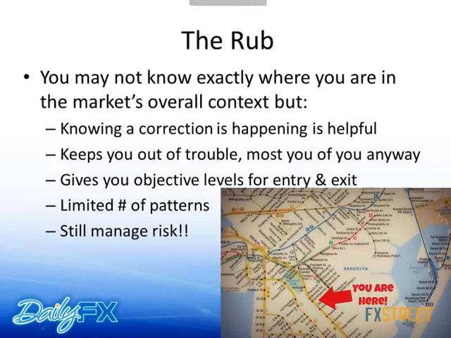And here's the idea. Knowing a correction is happening is helpful, because you know to stay out while this is working out. If you remember that pound Aussie chart I showed you a little bit ago, those things are nasty, right? They eat up a lot of time. They're a bear to wrestle with, and you can get in trouble trying to force the market into your overall view. What we're going to look at here is objective levels for entry and exit.